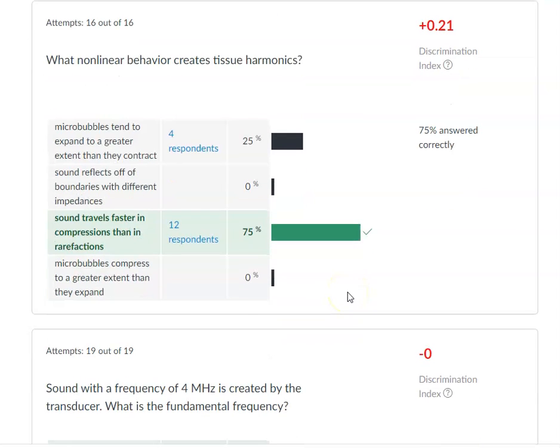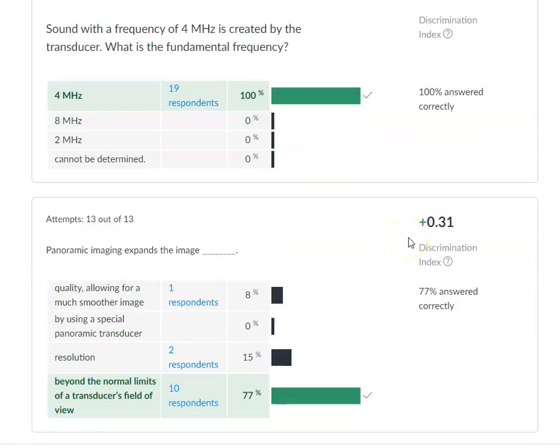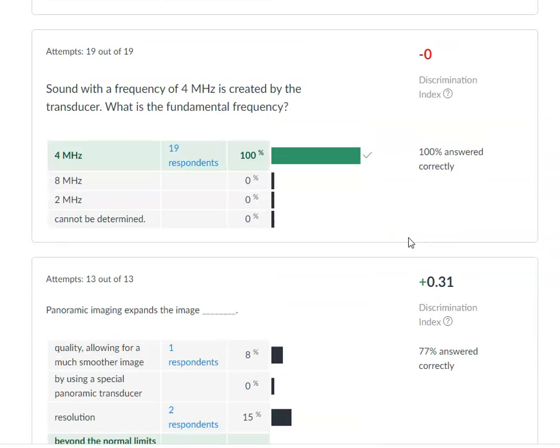What nonlinear behavior creates tissue harmonics? And so this one, the answers that you get are in tissue, not in contrast. In tissue, you get the propagation. So sound travels faster in compressions than in rarefactions. In contrast, we get microbubbles. So we don't get microbubbles without contrast media. Next question. Sound with a frequency of 4 megahertz is created by the transducer. What is the fundamental frequency? The fundamental frequency is the frequency that you're scanning at, 4 megahertz. Very good.